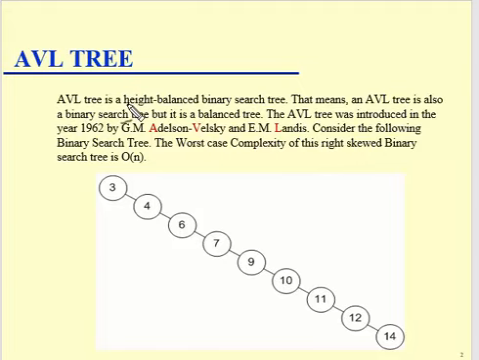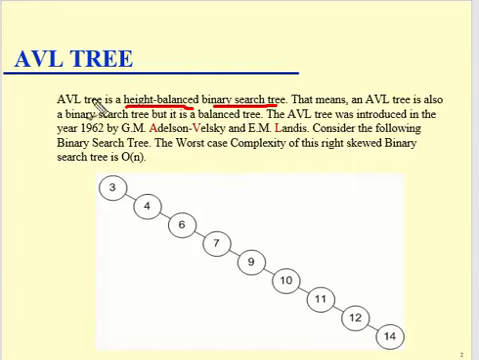AVL. So what is the definition of that? This is important. This is a balanced binary search tree. Height balanced binary search tree. So what's the meaning of that? Balanced means the difference between the left subtree and the right subtree of any node should be balanced.